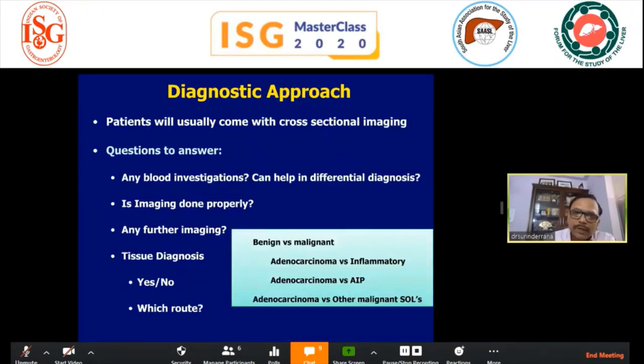So what do we do? Patients, as I have already told you, will come with some cross-sectional imaging to you. So you need to answer some questions. First is, do you need to do any blood investigation which can help in differential diagnosis? The imaging which the patient has done, has it been done properly? Is it appropriate? If it has been done properly, do you want to do any further imaging? And is there any role for tissue diagnosis? If yes, then which route has to be followed to establish a diagnosis? So these are the broad questions which you need to answer. And all this exercise is to differentiate between a benign and malignant SOL. And most of the time it will revolve around adenocarcinoma versus an inflammatory mass versus an autoimmune pancreatitis versus other rare malignant SOL. So this is how you're going to approach the patient with an SOL.